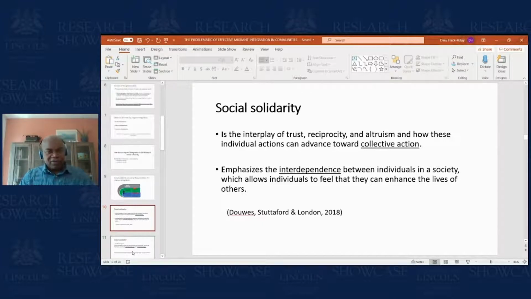Social solidarity also emphasizes, as we've seen from the map that I've just shown you, the interdependence between individuals in a society, and that interdependence will allow individuals to feel that they can enhance their lives and the lives of other people. And so this is the perspective that Dow and Stuttgart and London have taken. And we also take that perspective because of that notion.